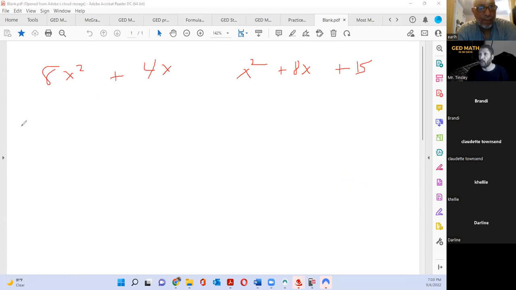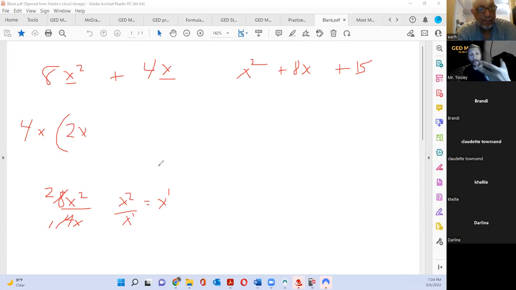So we're going to pull out a 4. What is the greatest common factor for x squared and x? X. So we pull out a 4x. Remember, we're doing 8x squared divided by 4x. 4 going into 4 one time, 4 going into 8 twice. Then x squared divided by x is just x. So we got 2x left.